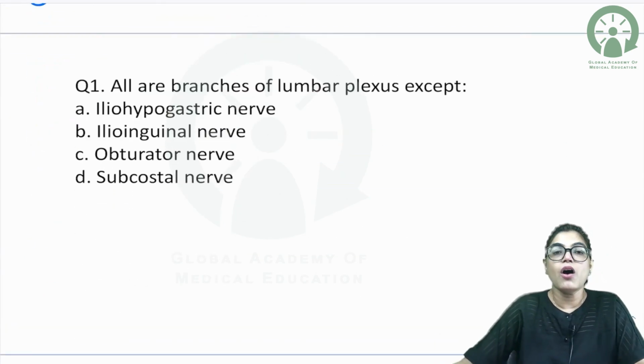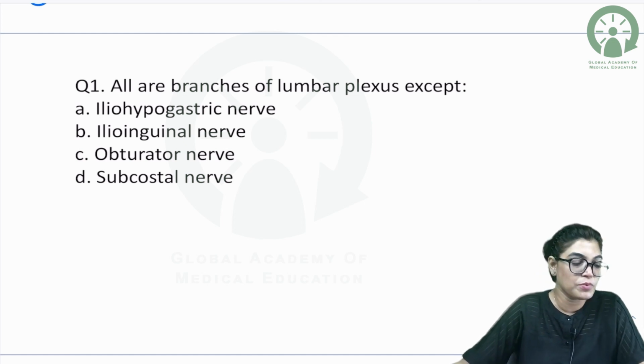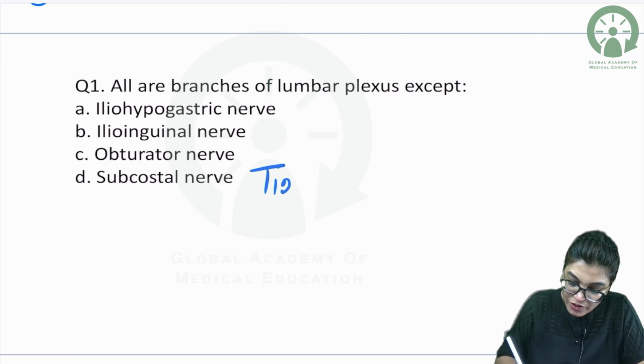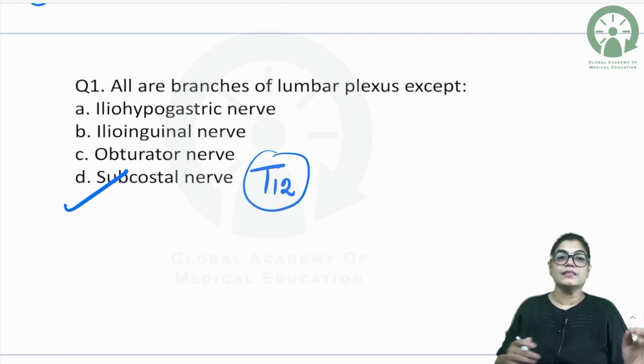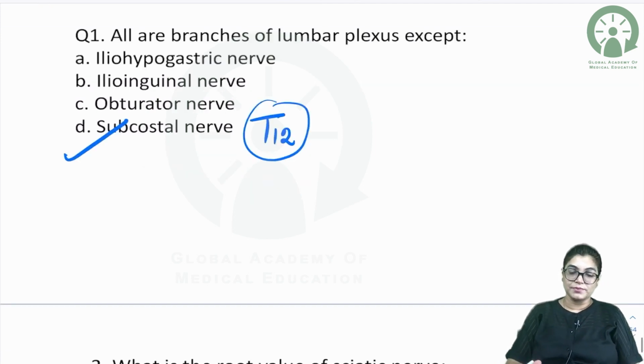All of the following are branches of lumbar plexus except: iliohypogastric, ilioinguinal, obturator and subcostal. The odd man out is the subcostal nerve, which has the root value T12. So subcostal is not directly a branch from lumbar plexus.